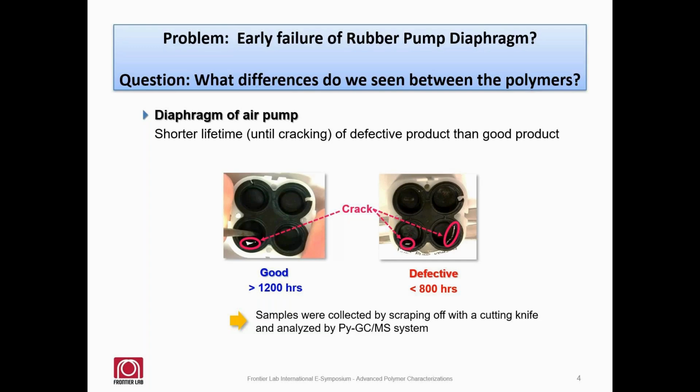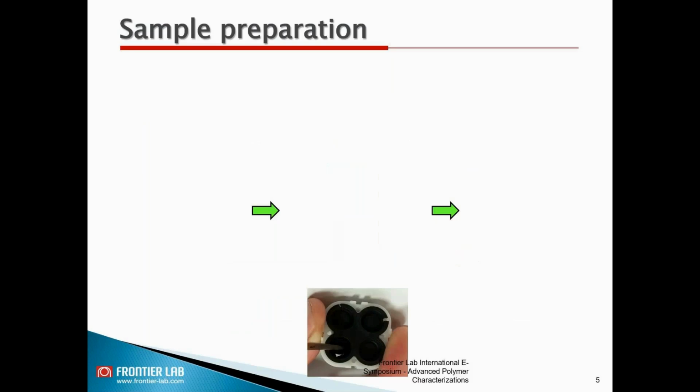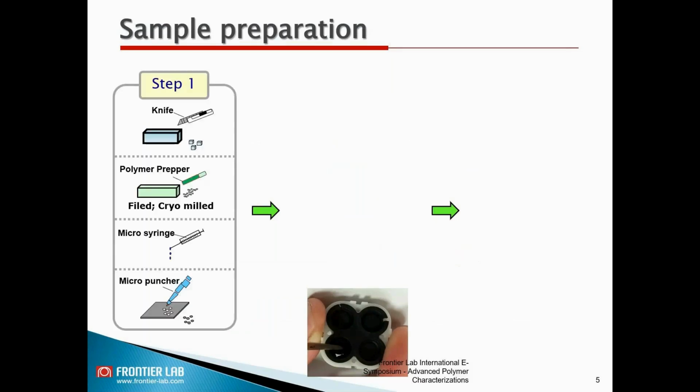The reason is not known, and we don't know what differences we see between these polymers. So to address this issue, we simply took a piece of this diaphragm and introduced it into our PYGCMS system, and then we carried on our studies. In the previous slide, Michaelson explained in more detail the tools involved in sampling. I just want to quickly give a short intro.